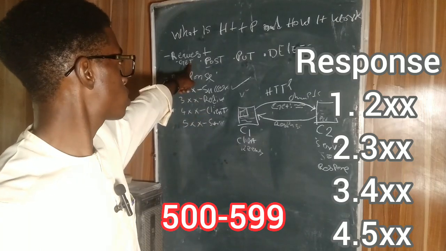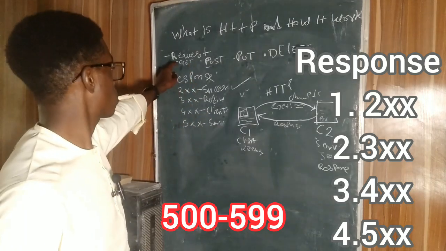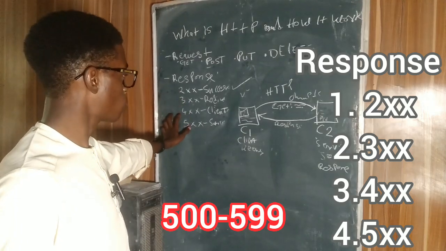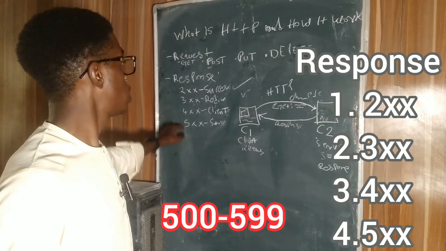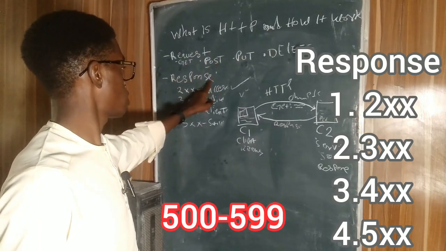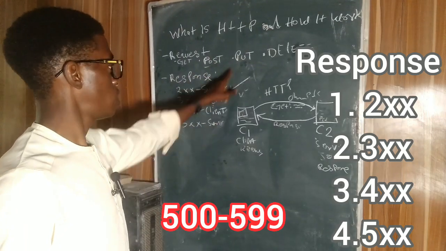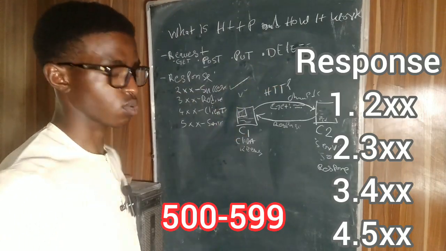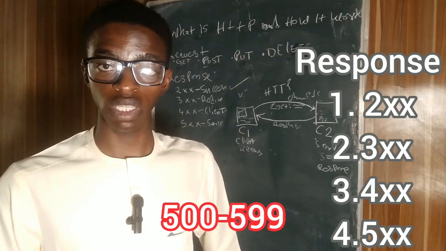So in every request, there must be a response. If you make a get request, you will get one of those responses, 200, 300, or 400, or 500. If you make a post request, you will get one of those responses. If you make a put, you will get one of these responses. If you make a delete, you get one of these responses. So how do you make this request?